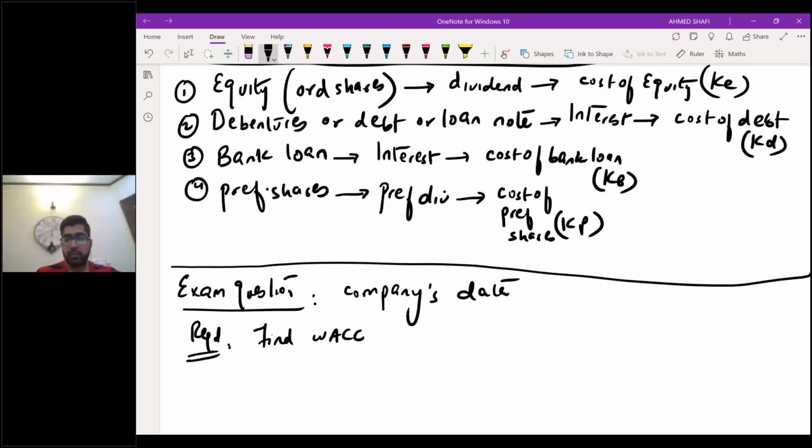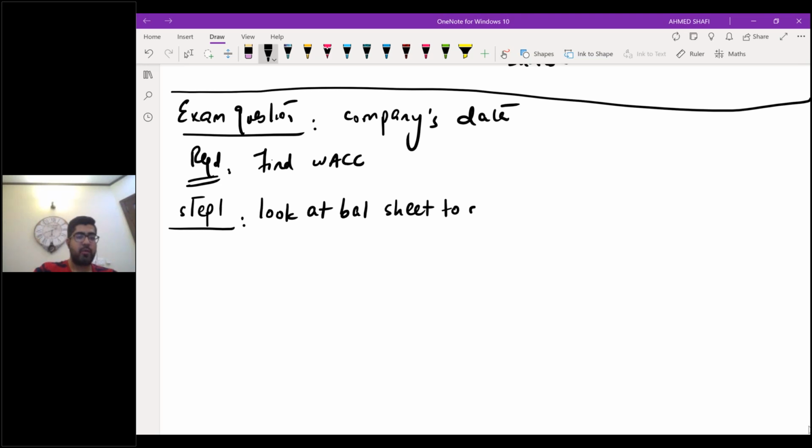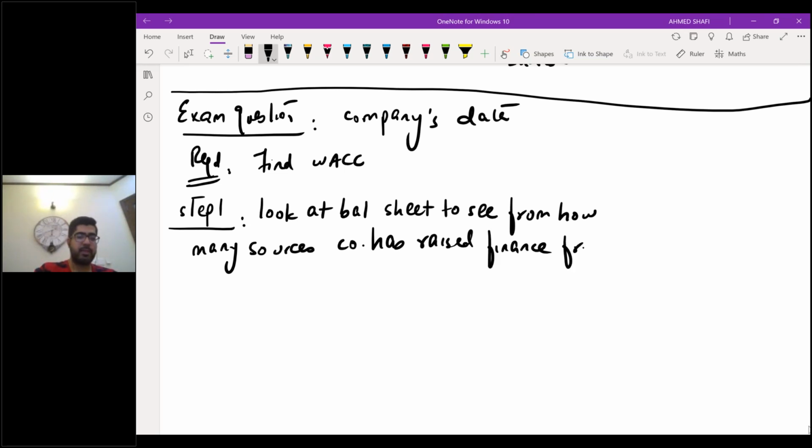Now, when the question asks you to find WACC, pay attention. The approach is, you should look at the balance sheet to see from how many sources the company has raised finance, and make the equation of WACC. This has to be your first step, because every exam question of WACC will give you this requirement, give you company's data and ask you to find WACC.